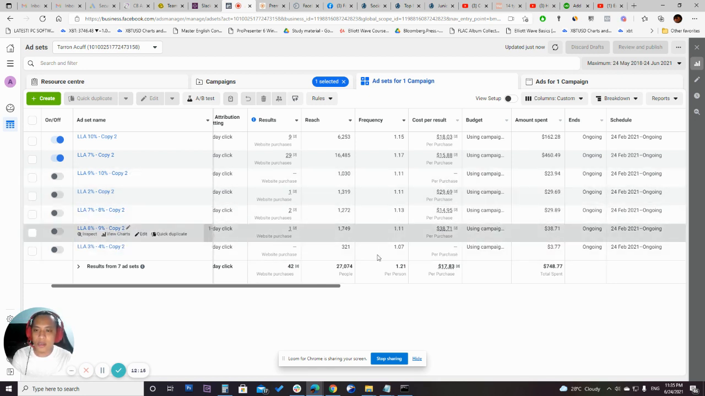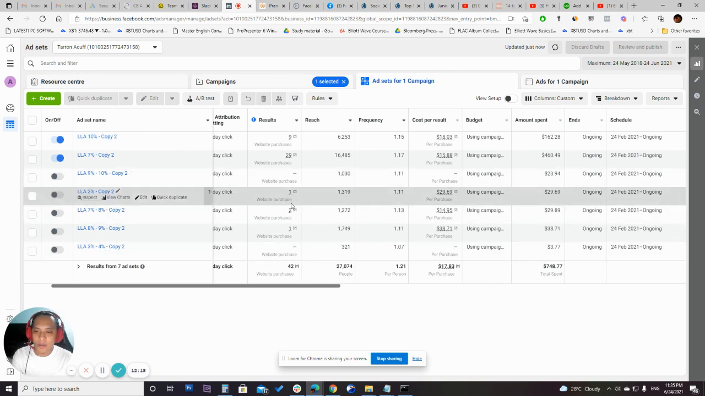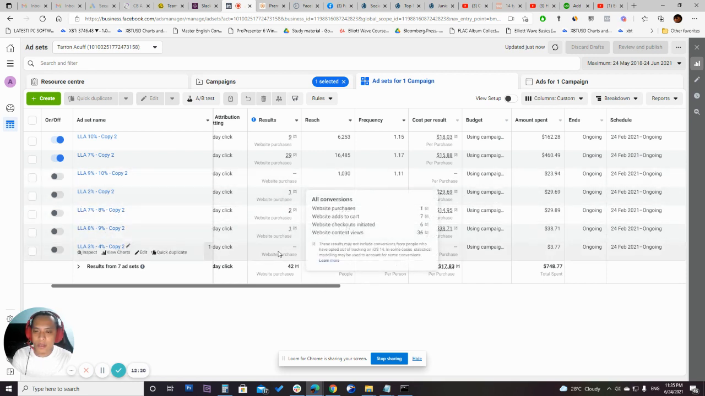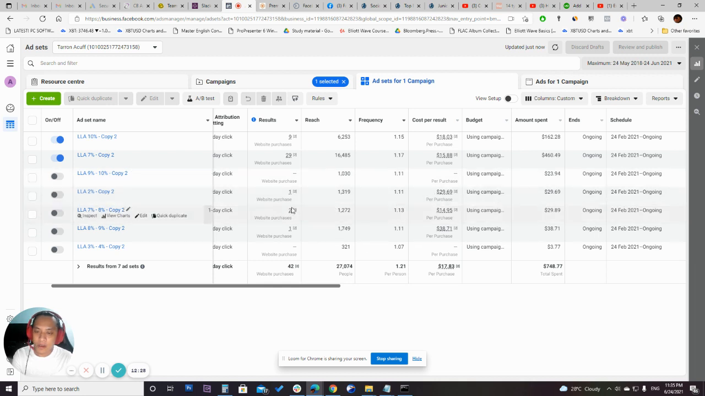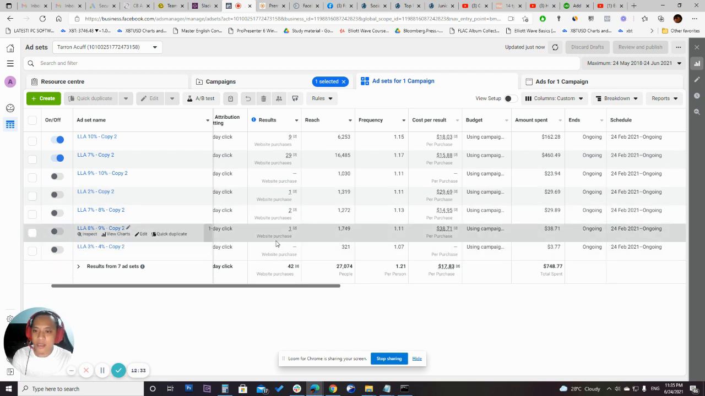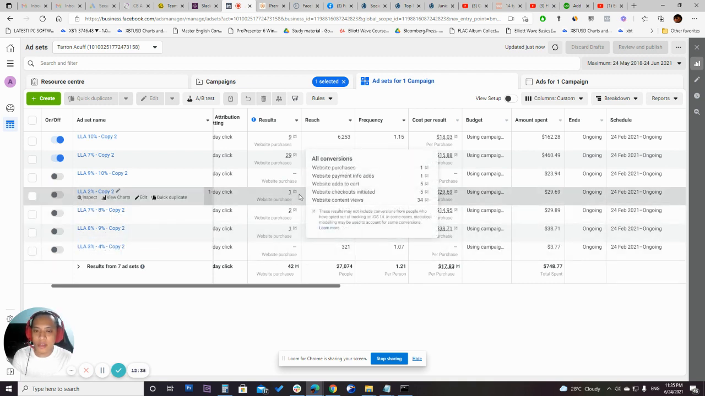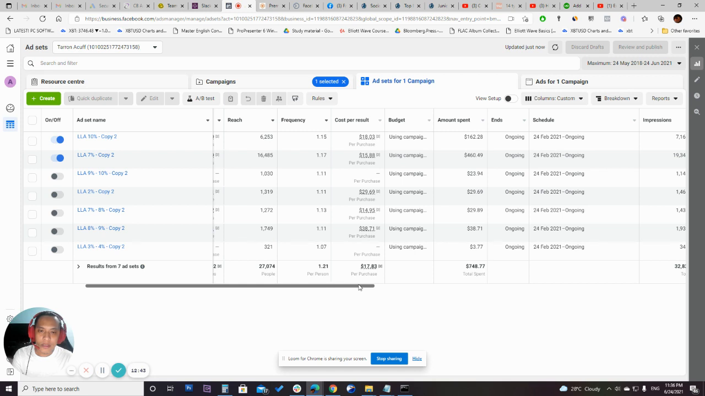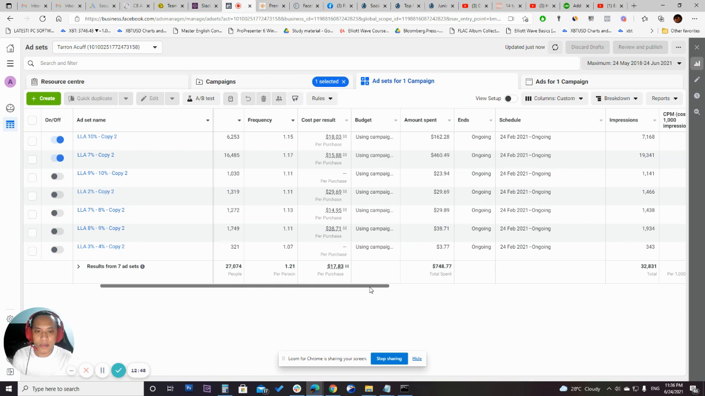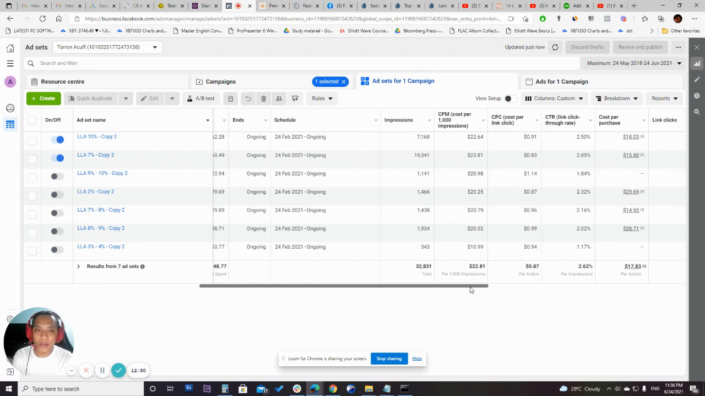These four ad sets I already killed on the first week because they didn't acquire purchases. Let me rephrase that. These 5 ad sets I already killed on the first week because they didn't acquire purchases or they got a higher cost per result. As you can see here, the dates are February 24th and 21 this year.